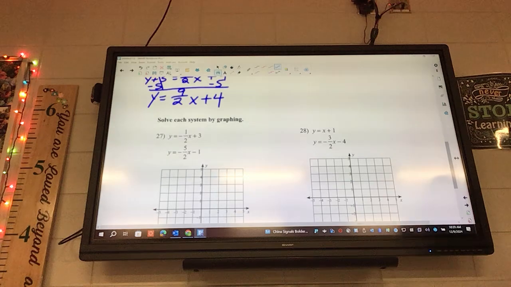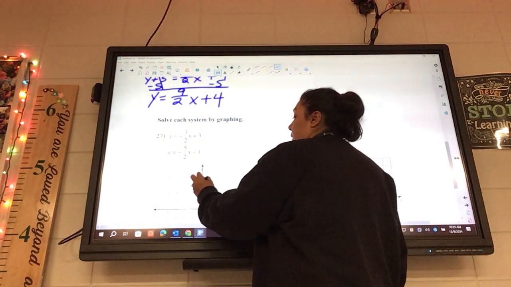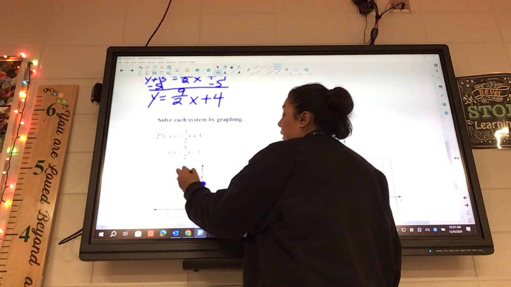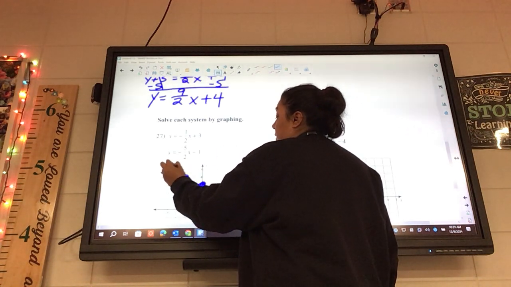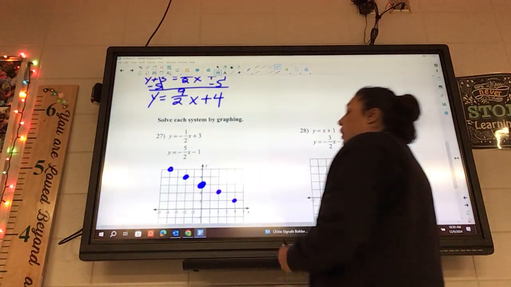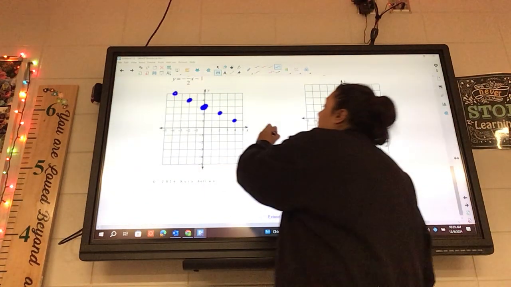Okay, 27. We just need to graph them. Okay, line 1 starts where? At positive 3. And what is the slope? Up 1, left 2. Down 1, right 2. Okay, on line 1, you need to make all the dots you possibly can.